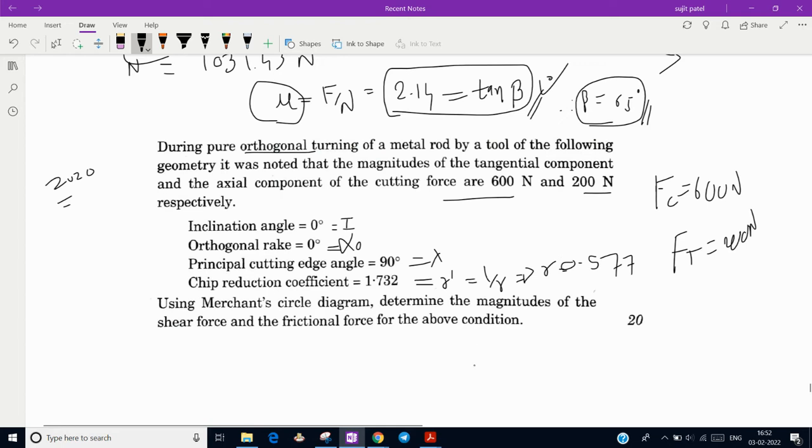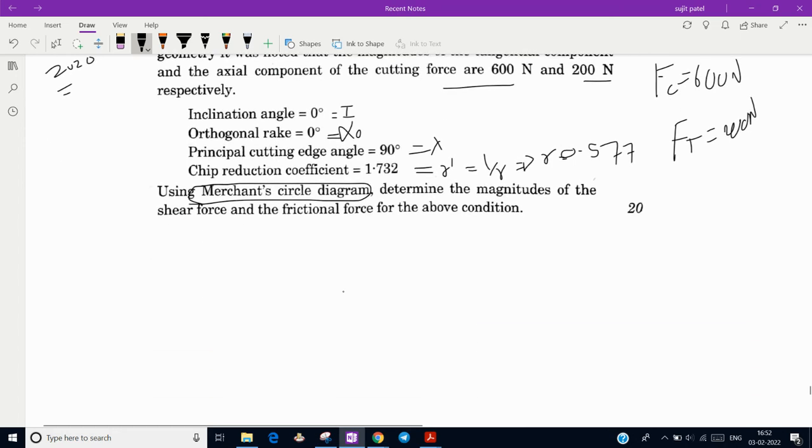Okay, but using the Merchant circle, in the exam you have to draw the Merchant circle, but here on the computer screen it is a very tedious task to draw that using the shear plane angle and all that diagram. To save time I'm solving by using equations. But in the exam, if they want a circle diagram, then you have to draw the Merchant circle, or otherwise use the equation. Same, first use that equation.